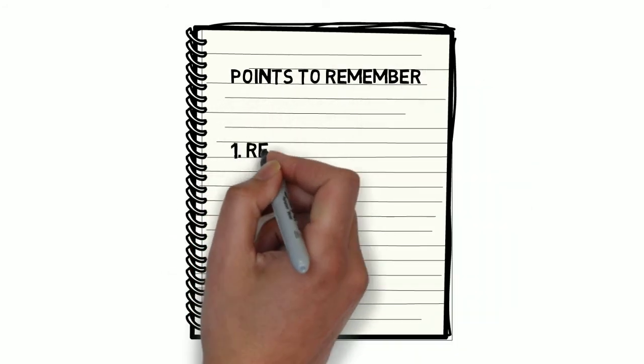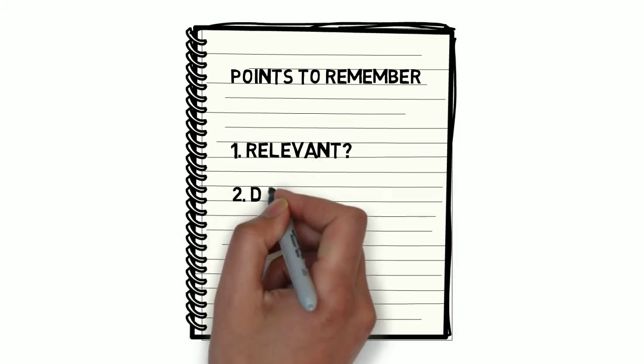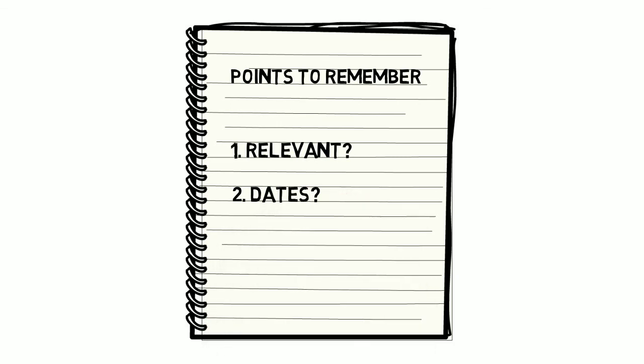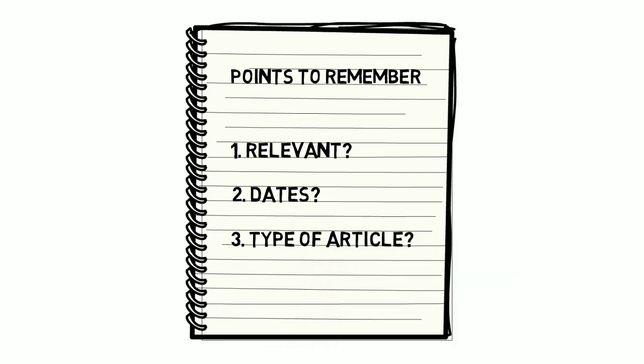Now you have 3 things to look for when you're evaluating your search results. 1. Make sure the articles are relevant to your topic by reading the abstract and looking at the subject words. 2. Make sure the publication dates make sense for your topic and assignment. And 3. Make sure that you're using the type of source that you need.